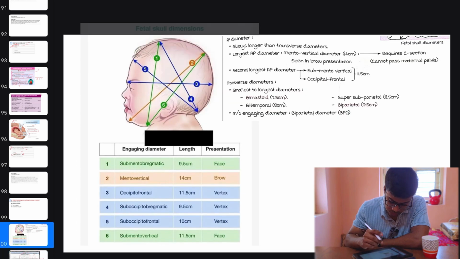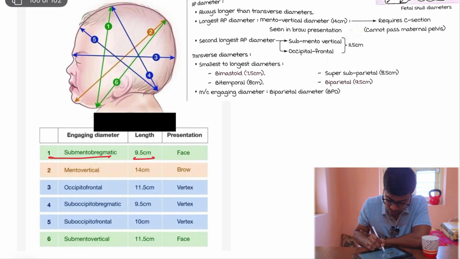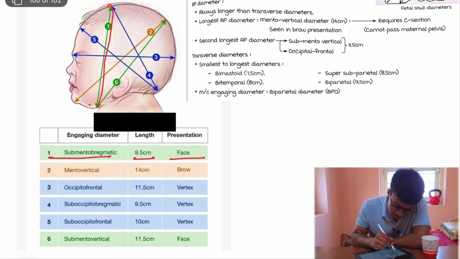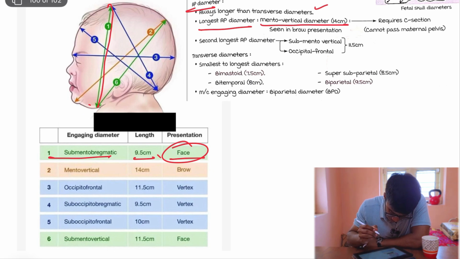Apart from that, this is asked a lot of times. So let's see this. The submentobregmatic length is 9.5, in face presentation. So AP diameter is always longer than transverse diameter. This is the hook. The longest AP diameter is the mento-vertical diameter. The mento-vertical diameter is the longest one, 14 centimeter.